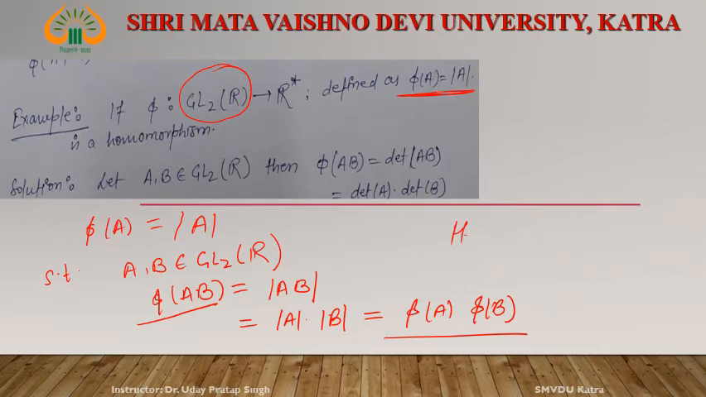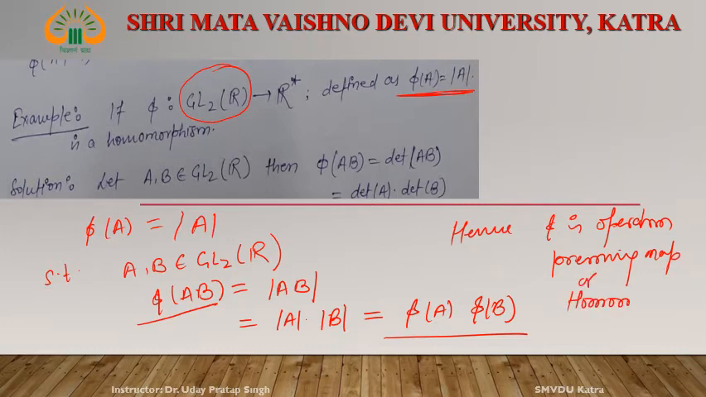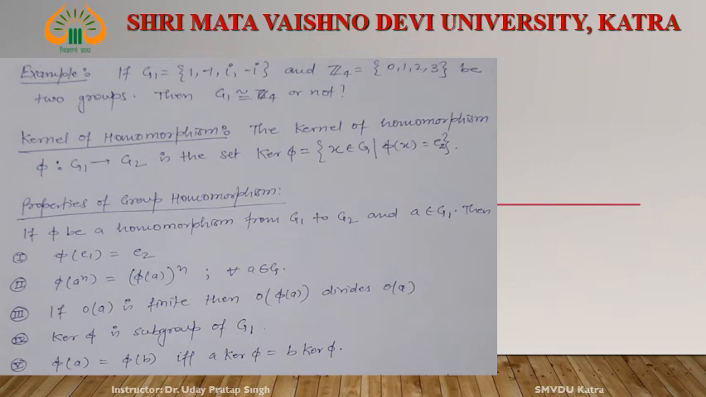Hence phi is an operation preserving map, or phi is a homomorphism. Right? Phi is a homomorphism. Next, if G1 is equal to {1, minus 1, i, minus i} and Z4 is equal to {0, 1, 2, 3}, then these two groups are isomorphic.